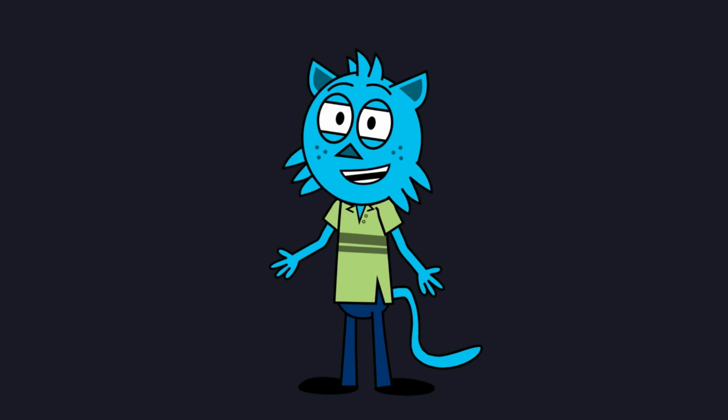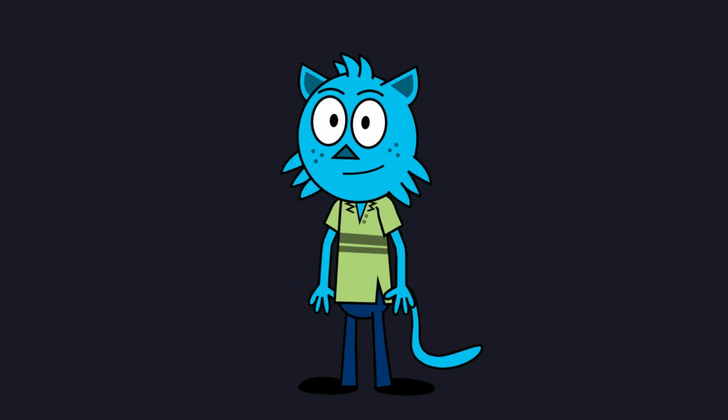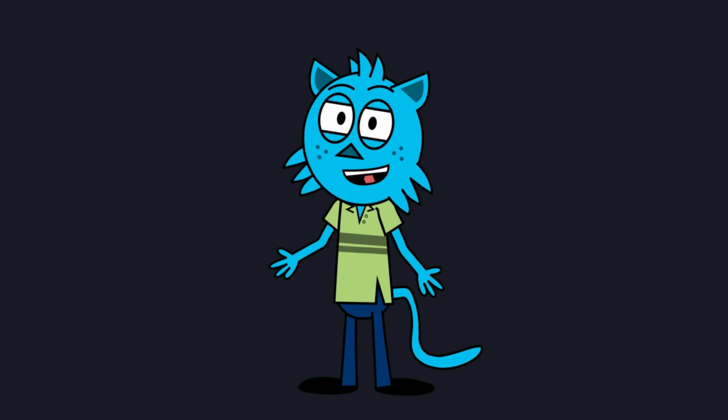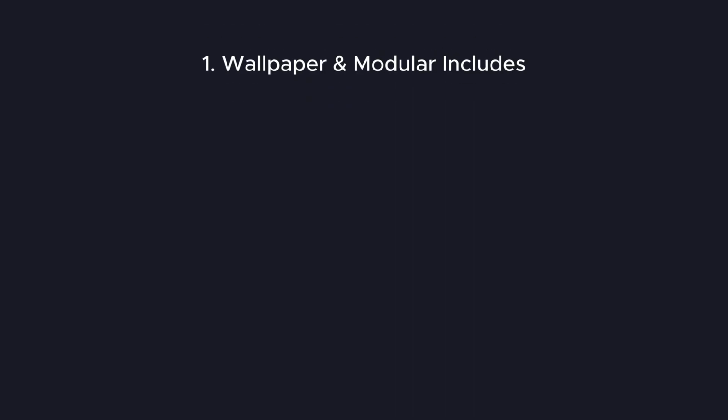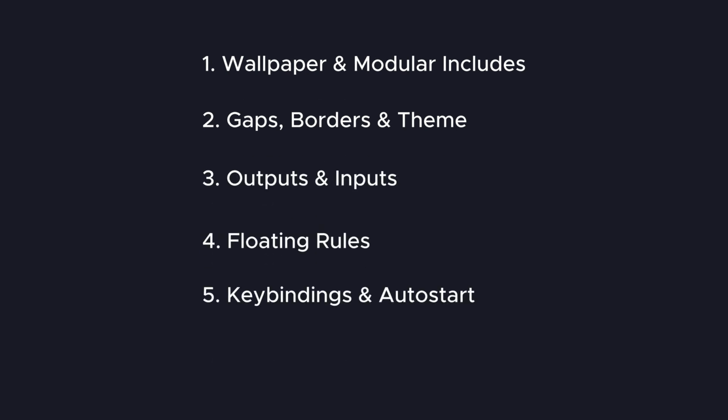In part 1, we built a stunning WayBar. Today, we configure Sway itself. Here's our roadmap. We'll set a wallpaper and modularize our config, tweak gaps and borders, configure monitors and inputs, define floating rules, and craft custom keybindings with autostart. Let's dive in.